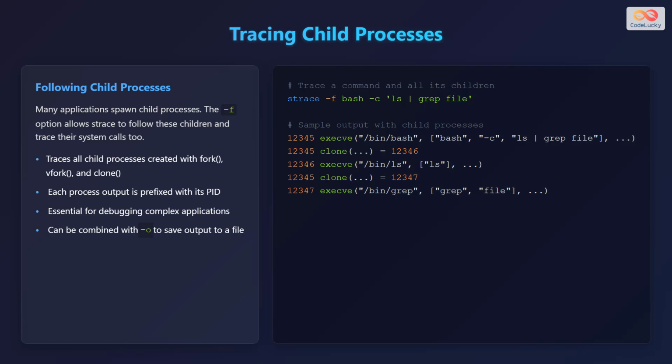The -f option can also be combined with -o to save the output to a file. For example, to trace a command and all its child processes, you would use strace -f ls | grep file. The sample output shows the PID of each process followed by the system call being made. For instance, 12345 execve indicates that process ID 12345 is executing a new program, and 12346 execve shows that process ID 12346 is also executing a program.